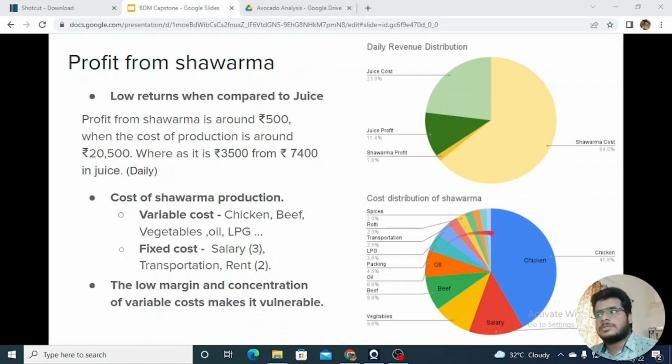Also, in the cost distribution of shawarma, we can see that more than 50% of the expenses are dependent on the variable cost, which is dangerous because it might lead to loss in difficult times, like when the market is volatile. It is also dangerous because the loss from the shawarma will be covered with the profit from the juice section, and this loss could go unnoticed. So the first part of the analysis was clearly not in favor of the shawarma business.